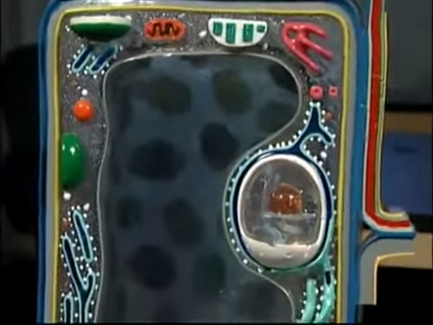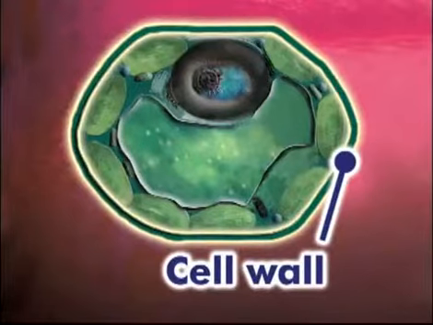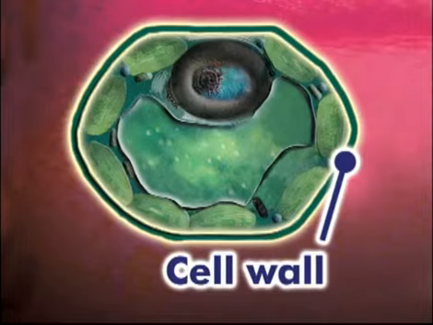Plants have a cell wall in addition to a cell membrane. The cell wall helps the plant maintain its shape. Instead of being flexible, the cell wall is rigid. It's made of cellulose, a substance made in the cytoplasm.